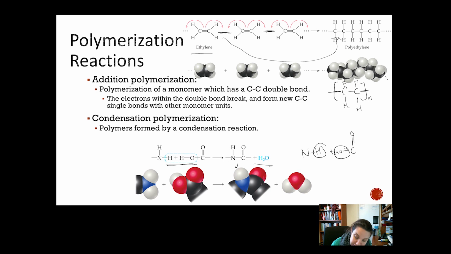This can also be done with an alcohol, OH, plus our carboxylic acid. These are removed to produce water, and will produce an oxygen-carbon bond. So you're looking for one of these types right here to determine if it's a condensation polymer.